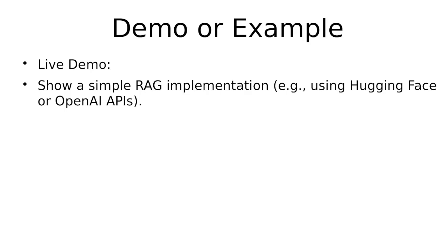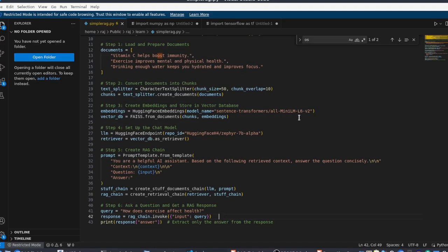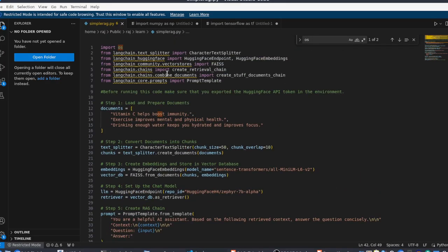Okay, but we have to pay for them. That is one thing. So in this example, I will be showing a simple example using Hugging Face. But in actual usage, mainly I use the OpenAI API. Okay, so here is the coding.